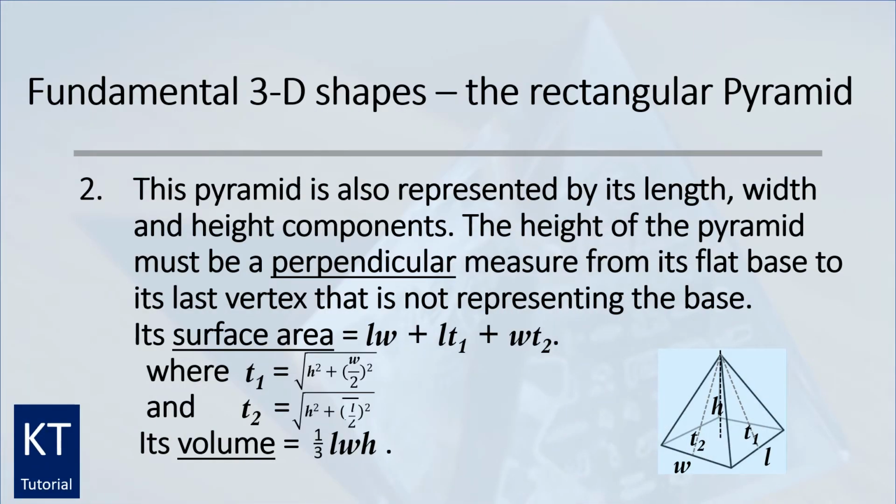The rectangular pyramid is also represented by its length, width, and height components. The height of the pyramid must be a perpendicular measure from its flat base to its last vertex that is not representing the base. The surface area of a rectangular pyramid is the sum of the area for its 1 rectangle and 4 triangular faces, and the volume of a rectangular pyramid is 1/3 of the product of its length, width, and height components.